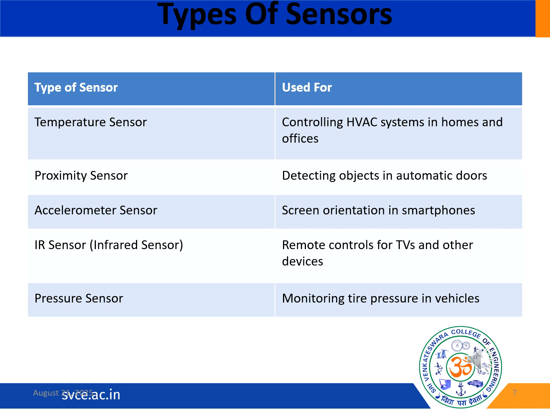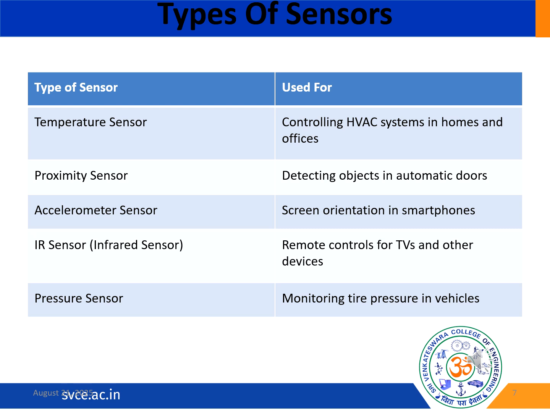And next we have the accelerometer sensor, mainly used for screen orientation in smartphones, etc. The IR sensor, we call it an infrared sensor. For remote control TVs and for other remote control devices, we'll be using IR sensors.